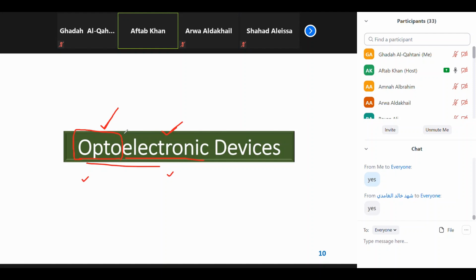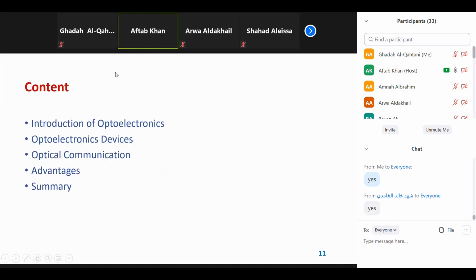So this is the field of study where light interacts with the electrons, or you can say photon interacts with the electron, and electrons convert into photons, vice versa. This is optoelectronics. It is a field of study where photon interacts with the electrons and electron interacts with the photons. So there are devices, now we will look into it. What you will be learning here: introduction to optoelectronics, which I have already given you, optoelectronic devices, optical communication, advantages, and summary we will be covering here.